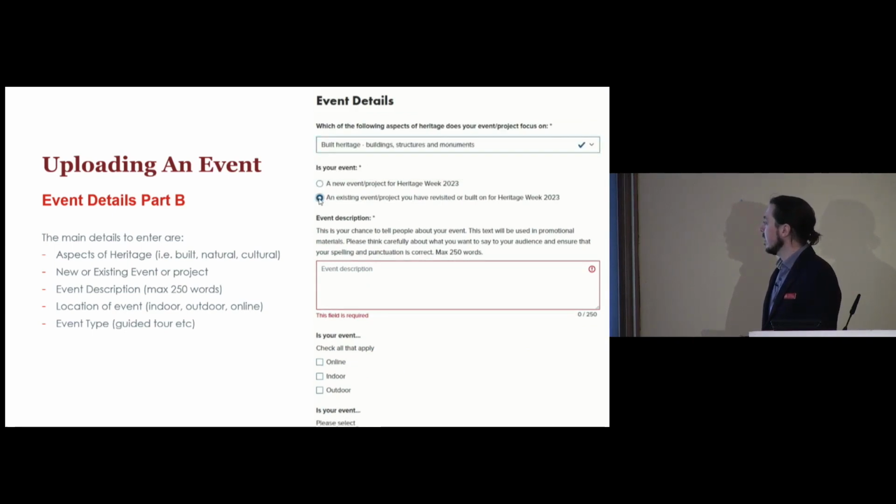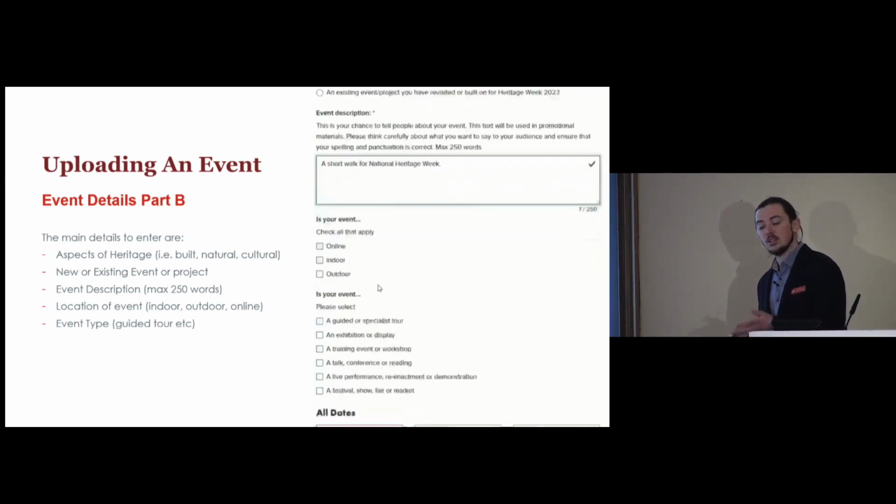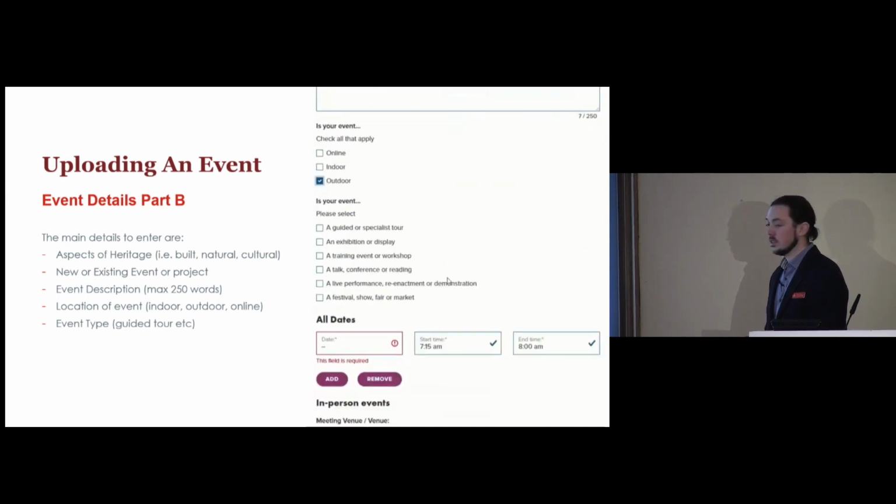Then you're asked to select whether your event is online, indoors, or outdoors. So you just pick the type of location of the event. And finally, your event type. We'll come down to it here, you'll see the video. You're asked to select what type of event it is. Is it a guided tour? Is it a talk? Is it a live performance, etc.? You just tick whatever's relevant, and you can tick more than one.